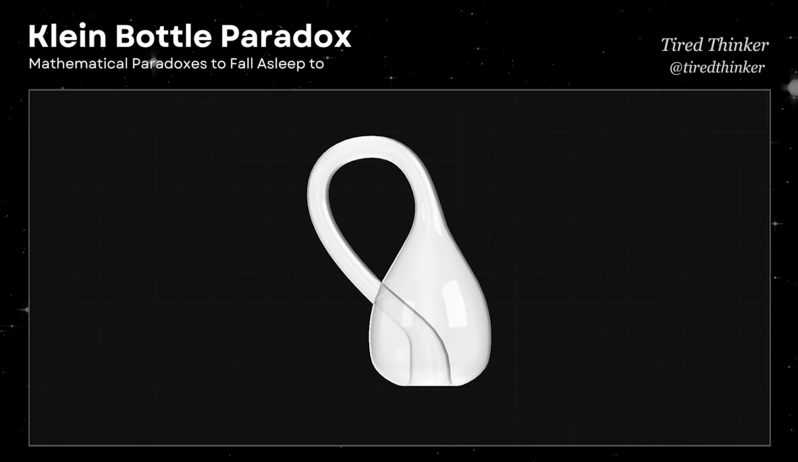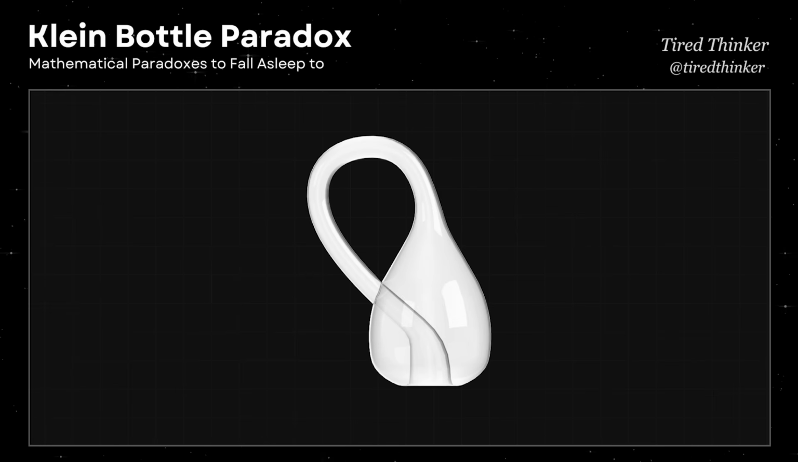This creates a paradox because it challenges the normal understanding of space. If something has an inside, there must be an outside. If someone draws a boundary around an area, there should be a clear distinction between what is enclosed and what is not. The Klein bottle defies this expectation. It is a single surface, but it cannot be divided into two separate regions.